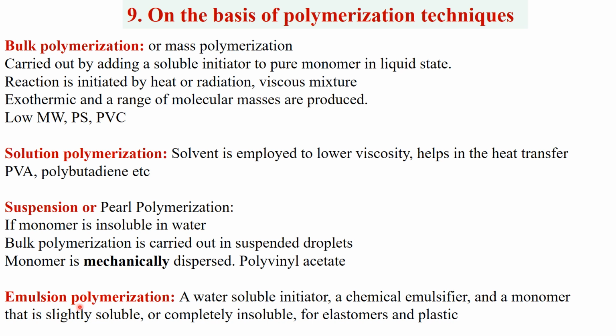Another is emulsion polymerization. The difference between emulsion and suspension polymerization is that emulsion polymerization is necessarily a chemical reaction. Here a water-soluble initiator, a chemical emulsifier, and the third component is the monomer, which is slightly soluble or completely insoluble. This type of polymerization is used for the elastomers and plastic formation.